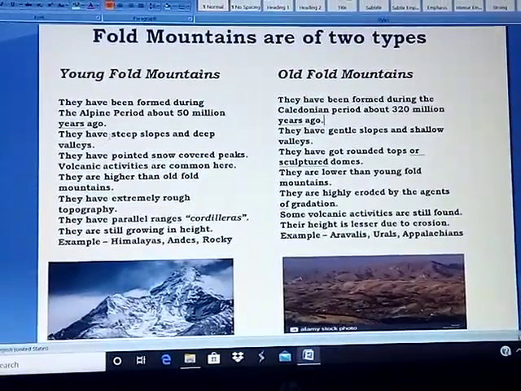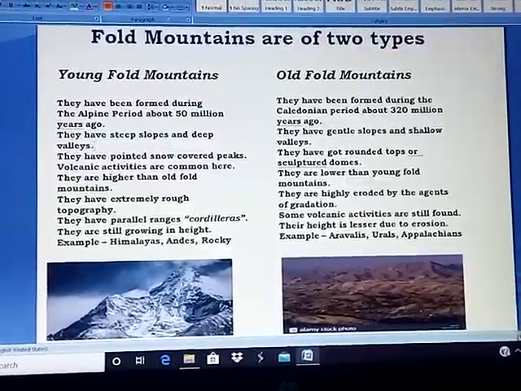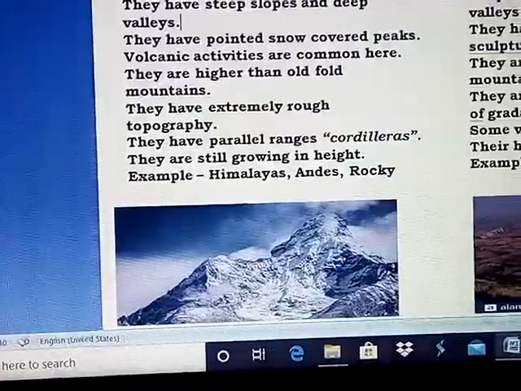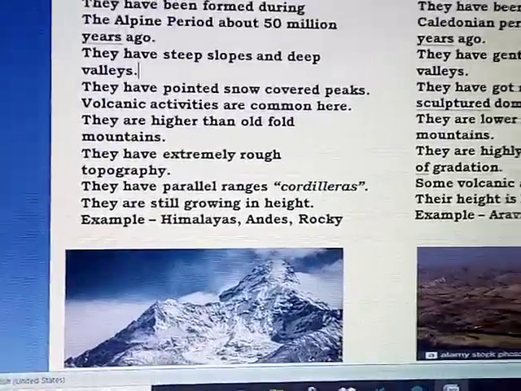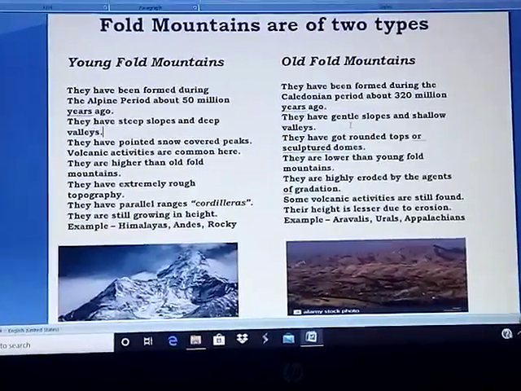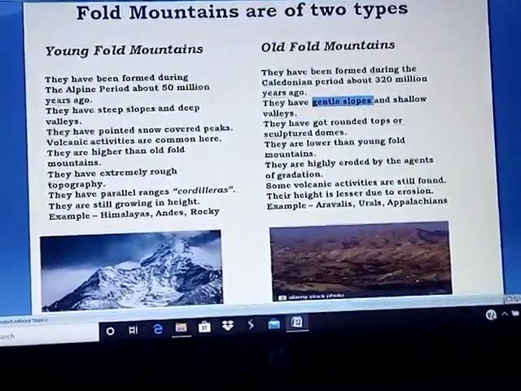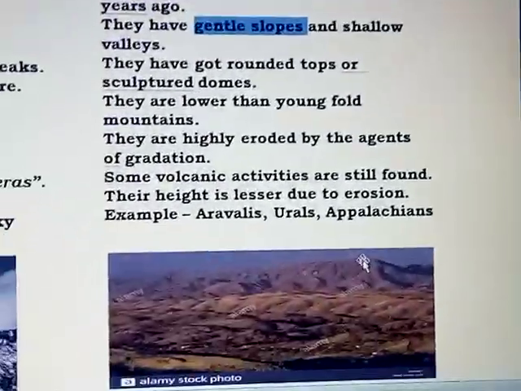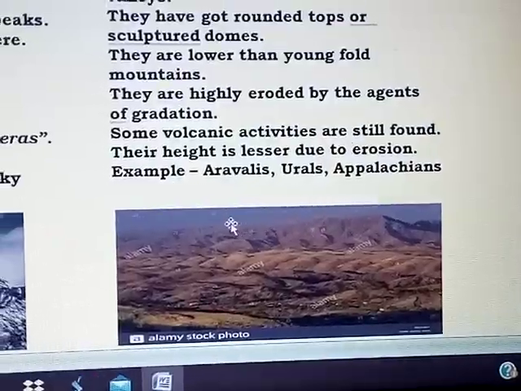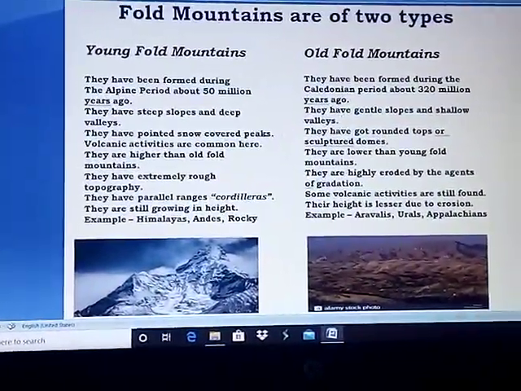Young fold mountains have steep slopes. Can you see the picture here? Very steep slope. On the other hand, the old fold mountains have got gentle slopes. You can see they're very gentle. See, on the top they're almost elevated, they're almost like a plain, whereas the other side they've got steep slopes.